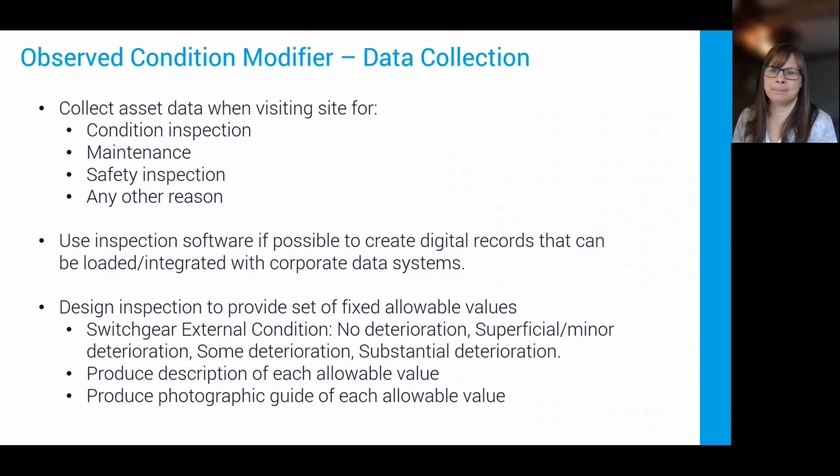And if you look in CNAME, they've provided a description of what they mean by no deterioration or substantial deterioration. They've also produced a photographic guide for each of the condition points, which isn't publicly available but will be published on our ENA website shortly. So they said, for this particular type of switchgear, this is what a photo of superficial looks like, or some deterioration. And that helps when inspectors go to site, as they can match the picture.